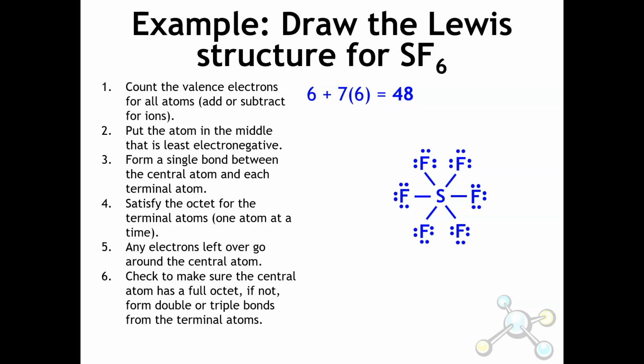And the last part is to make sure all the octets are satisfied. Now, obviously, sulfur is an expanded octet, so it definitely has more than an octet of electrons. It's got an expanded octet, and each fluorine has 8 as well.